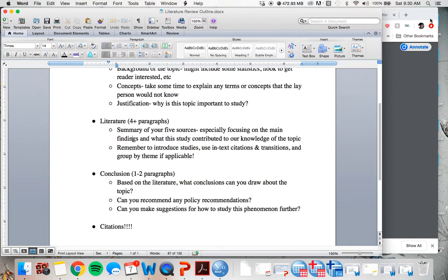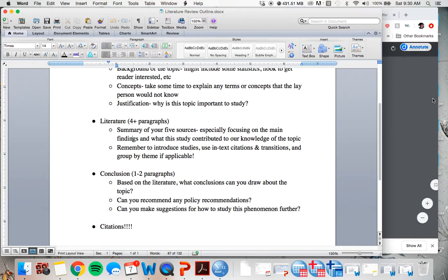And then your conclusion, right? 1 to 2 paragraphs. So based on the literature, what conclusions can you draw about the topic? Can you recommend any policy recommendations, right? So all of you have been studying things that are pretty important to society, right? If it's the visibility and protection of people who are transgender, if it's about school shootings or serial killers, right? You've all had really interesting, intense topics this semester. So what are some policy recommendations you can make? What should we change as a society, right, based on what you've learned?